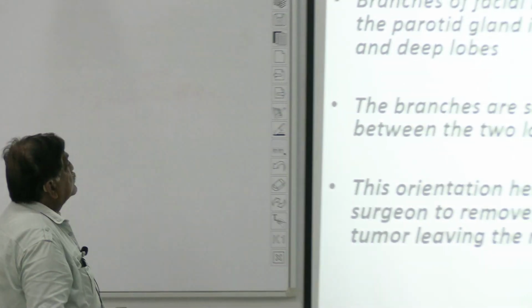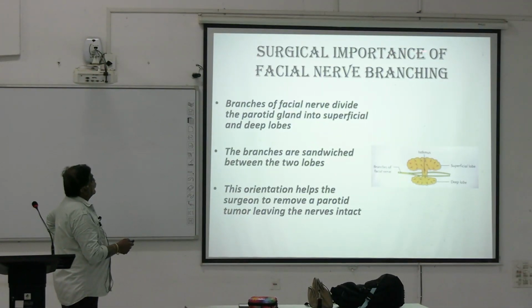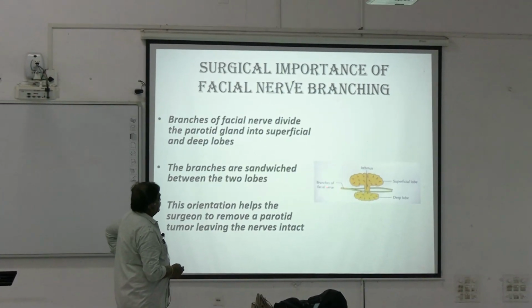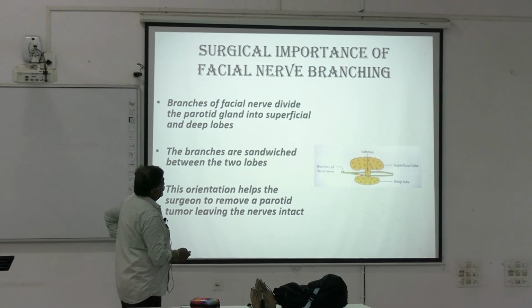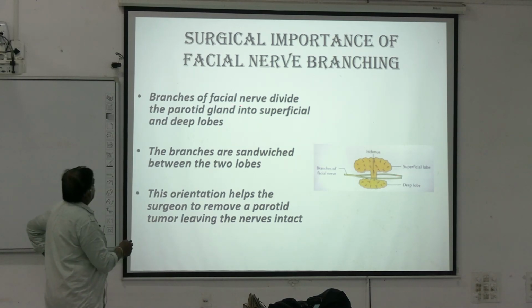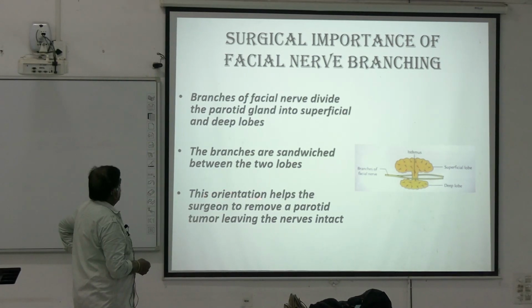Next. Surgical importance of facial nerve branching. Now, you can see the branches of the facial nerve. This is the isthmus between the deep lobe and the superficial lobe. It bifurcates in the isthmus and carries on. The branches of the facial nerve divide the parotid gland into superficial and deep lobes. The branches are sandwiched between the two lobes. This orientation helps the surgeon to remove a parotid tumor, leaving the nerves intact.